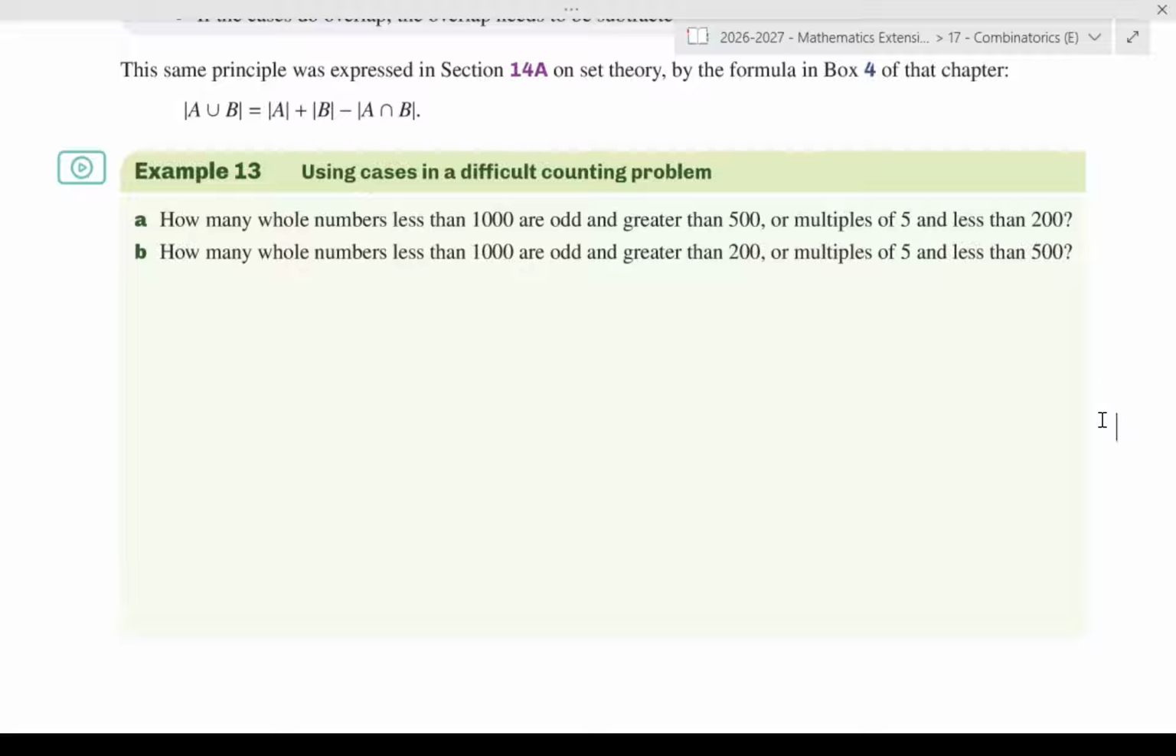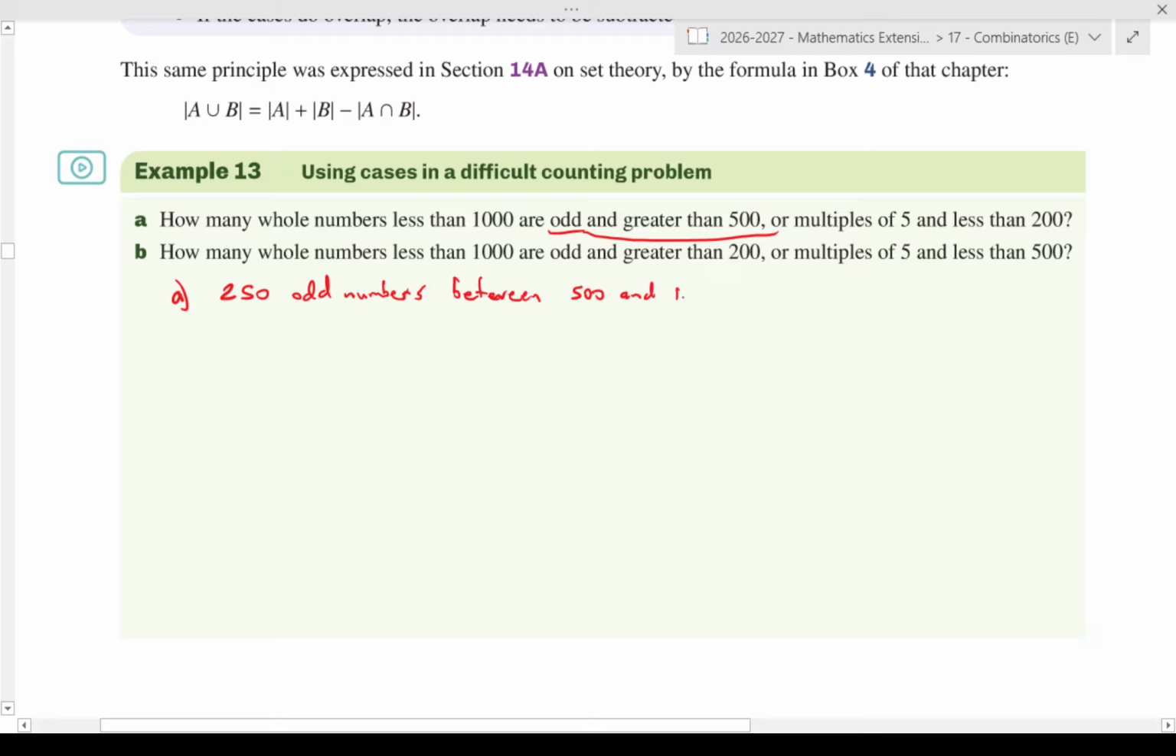How many whole numbers less than 1,000 are odd and greater than 500, or multiples of 5 and less than 200? So let's have a look at that in its entirety. How many odd numbers are there between 500? Because we're going to go odd and greater than 500. So how many odd numbers are there that are greater than 500 and that? So there are 250 odd numbers between 500 and 1,000.